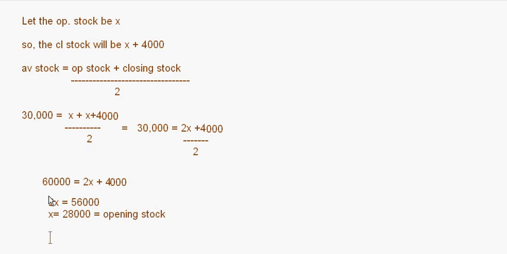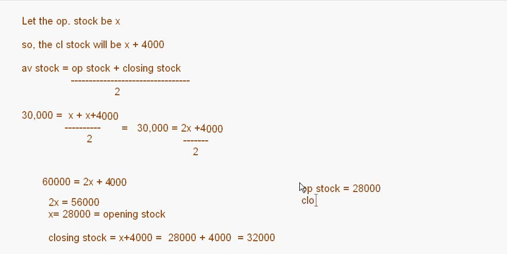So opening stock is 28,000, closing stock is equal to x plus 4,000, so that is 28,000 plus 4,000, that is equal to 32,000. So now we have found out the opening stock is equal to 28,000 and closing stock is equal to 32,000. That is what we were supposed to find out in this question. So this is your answer, right? So this question will be done in this way.